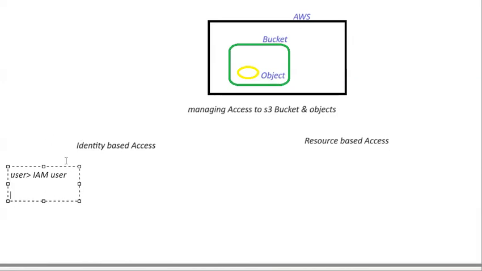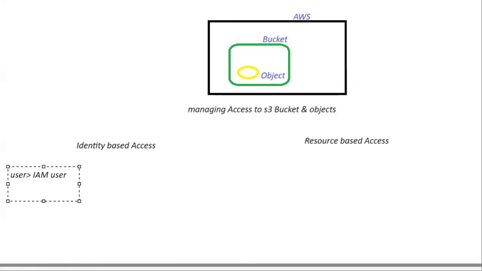Let's say this user has just IAM user credentials. That means in order to log into AWS, AWS needs to authenticate whether he is a person who has an account or not. AWS must check his credentials. So for that, in order to log into AWS, the user requires an IAM user.